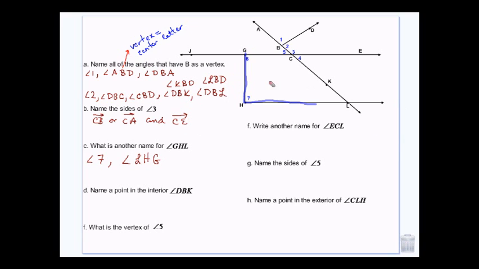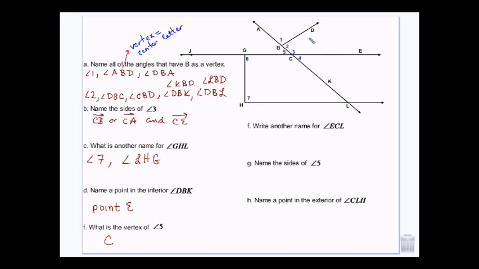Okay, if we look at angle DBK, name a point in the interior. Interior is anything inside, so I only have one point on the interior here. That's point E. Questions so far on those? They okay? All right. The vertex of angle 5. Here's angle 5. My vertex is C.